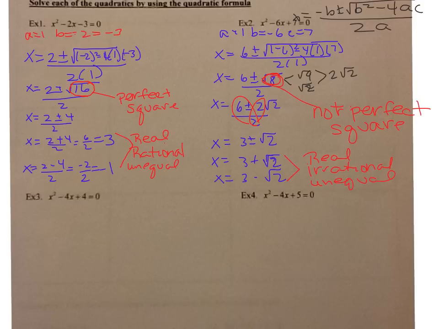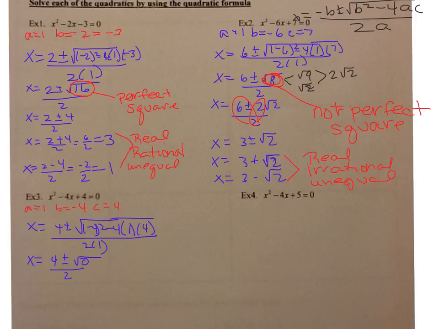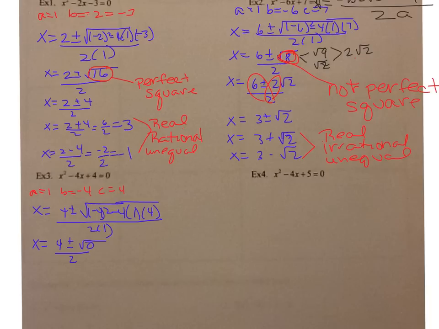All right, let's try number 3. So we have A is 1, B is negative 4, and C is 4. We get x equals 4 plus minus the square root of negative 4 squared minus 4 times 1 times 4 over 2 times 1. So I get x equals 4 plus minus the square root of 0 over 2. And then the square root of 0 is 0. So it's x equals 4 plus minus 0 over 2.